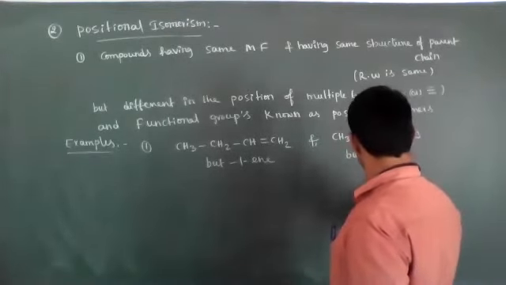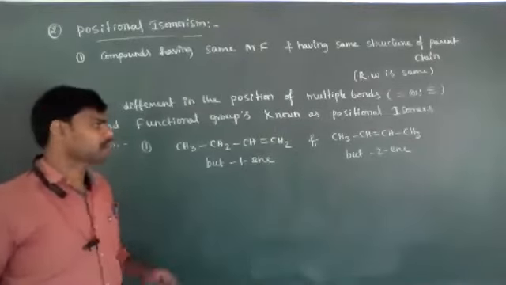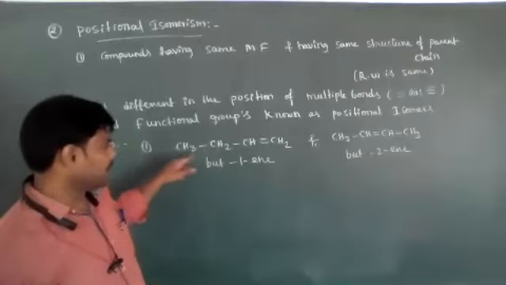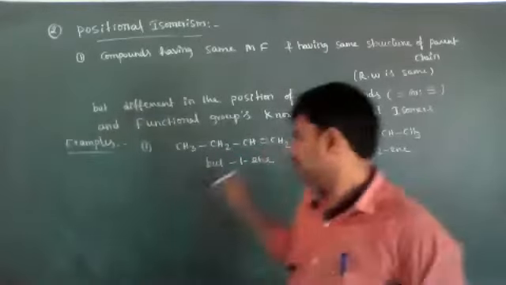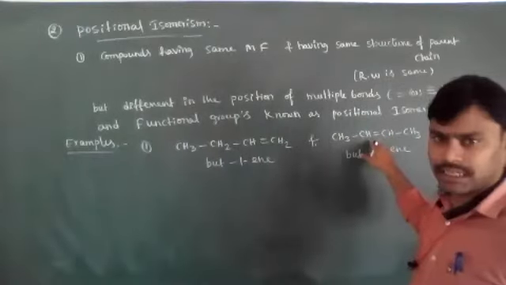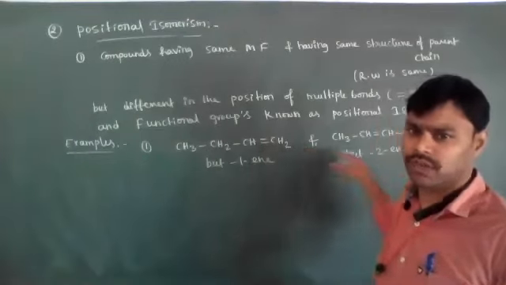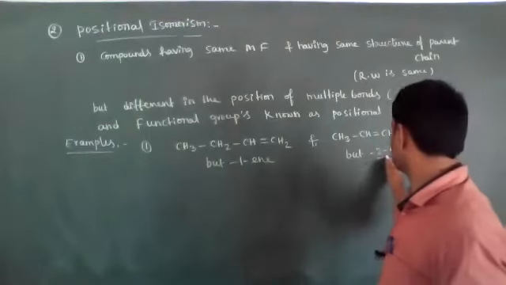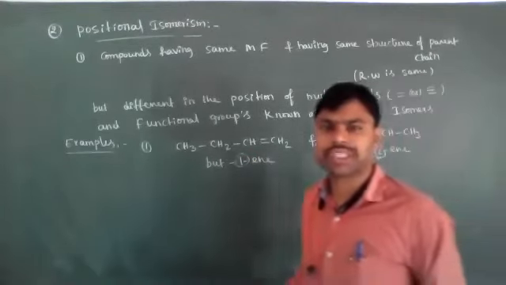If you observe, both the molecular formulas are the same. The root word: how many carbon atoms are present? 4 carbon atoms are present on the parent chain. Here also 4 carbon atoms are present on the parent chain. But the difference is in the position of the double bond. Here the double bond position is 1, here the double bond position is 2. That's why but-1-ene and but-2-ene belong to positional isomers.